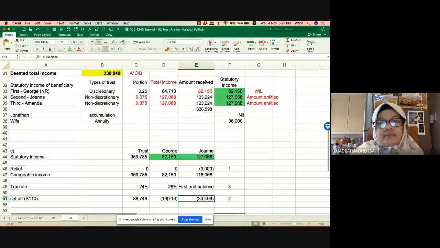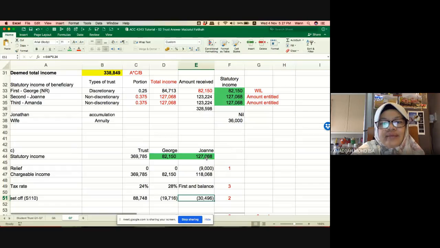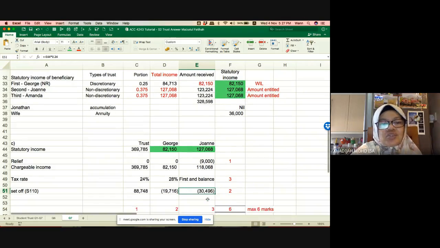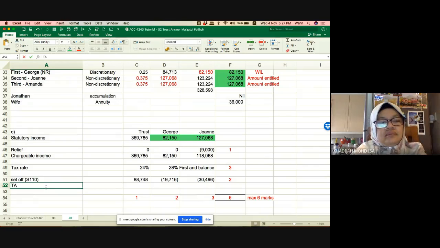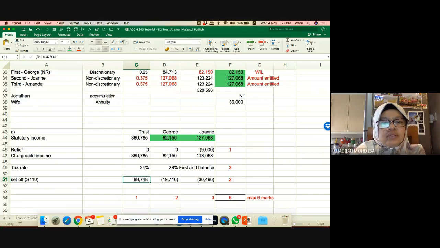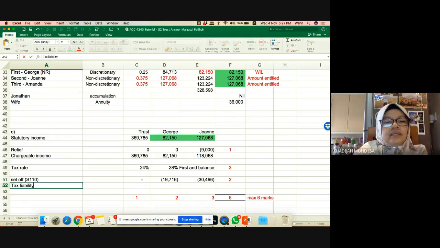But for Joanne, the statutory income is 127, it should be the amount which is the entitlement. So if I multiply by 24%, you will get 3496. So that is the tax credit. So then you compute the tax liability. In this case, tax rate set off. There is no set off here. Why give a set off here? There isn't. So tax liability. This one is whatever you have, chargeable income times 34%.